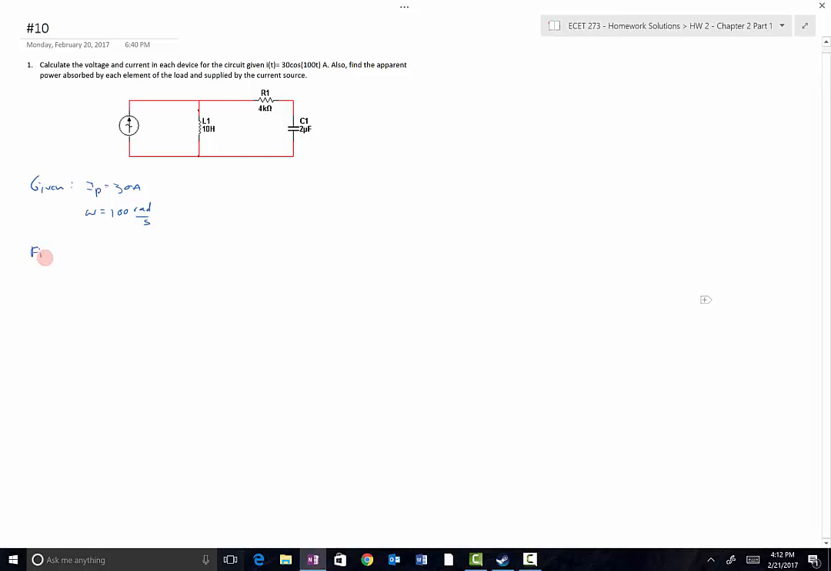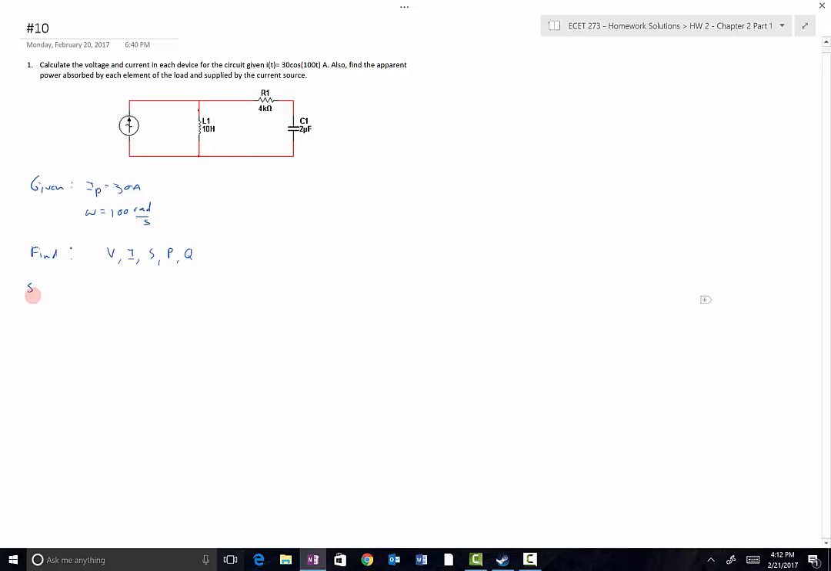We are asked to find V, I, S, P, and Q for all of the sources. So I'm just going to use that as shorthand, that we're going to find them for all of them. So there's 4 elements. We're asked to solve for 5 different parameters for each of those elements.